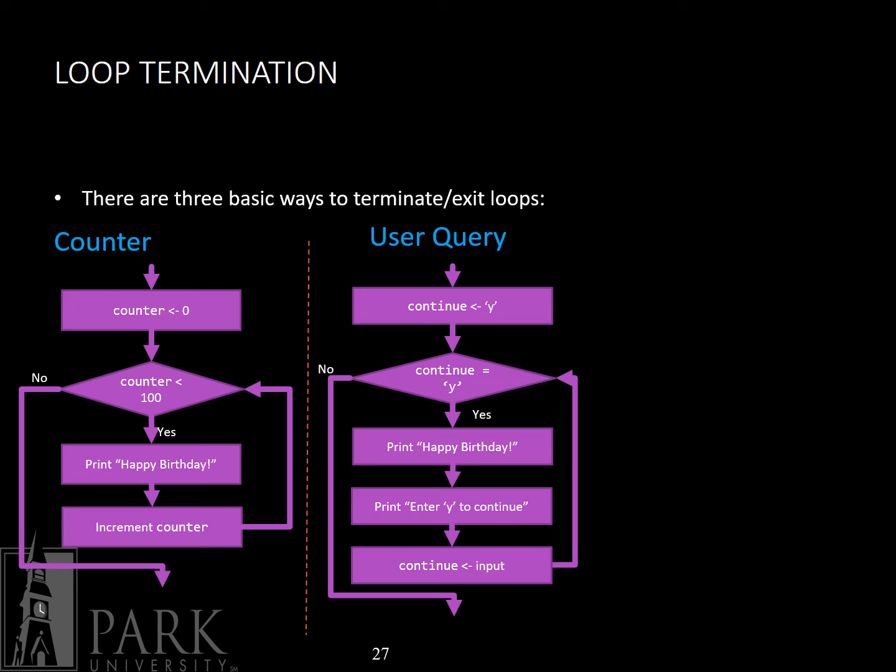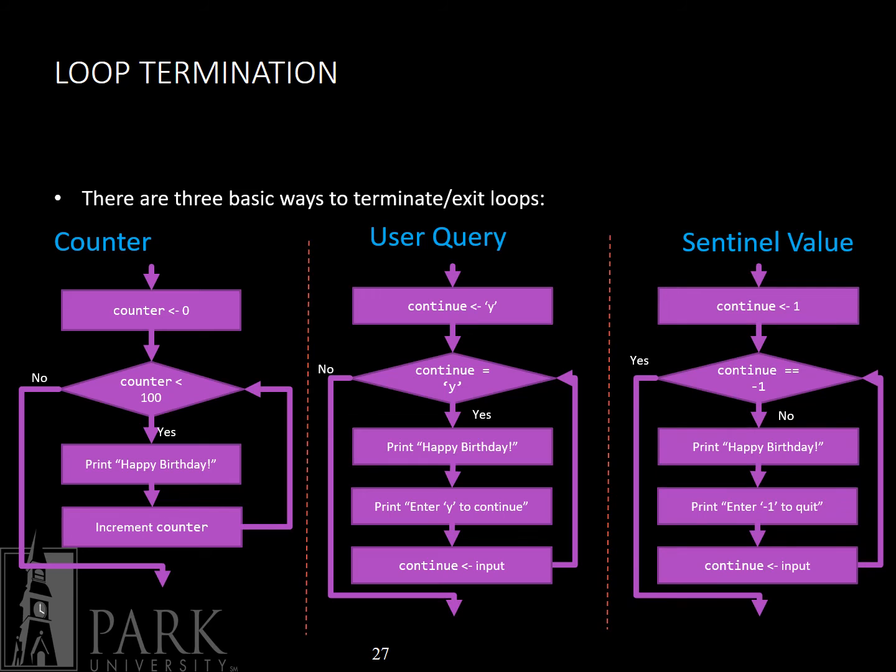Or finally, there's also what we call a sentinel value. And a sentinel value is similar to a counter, but it's a little bit different where it's going to check the user for input, but you use a number that's outside of the normal span of what you would enter. So for example, in this case, we're using -1, and that's something that's used quite often as the sentinel value.